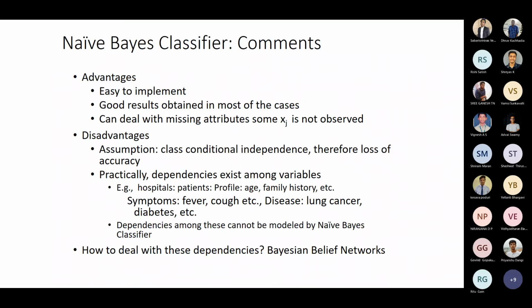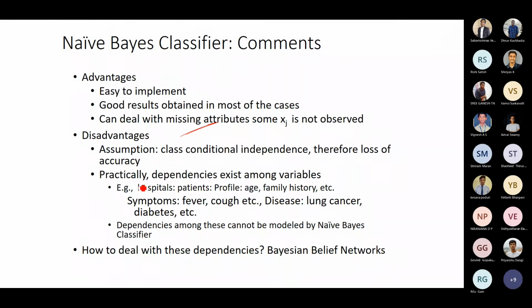The naive Bayes classifier, if you look at the advantages and disadvantages, is easy to implement, and you can obtain good results in most cases. You can also deal with missing attributes. Supposing one value is none, then you can ignore that and get your next value computed. And the disadvantage is there is class conditional independence, therefore loss of accuracy. For example, the features are not dependent on each other, only the features are dependent on the class alone. So class A or class B.